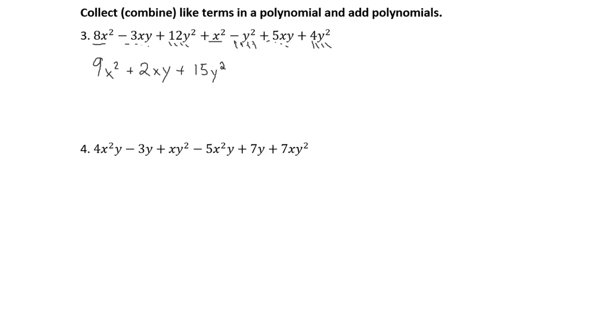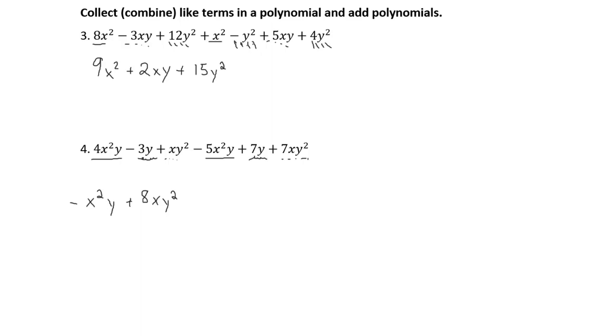Okay, so we're going to start here with the x squared y, and that's the two terms we have. 4 minus 5 is a negative 1, or negative x squared y. And then I'm going to look at an xy squared, and we have xy squared and 7xy squared. Add those together, and you get 8xy squared. And then I'm going to look for my y's.